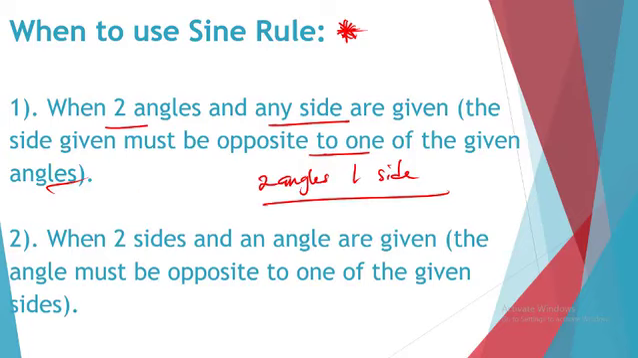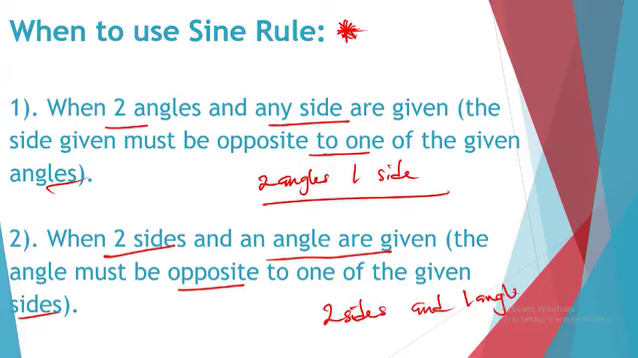Secondly, we use the sine rule when two sides and an angle are given. Two sides and then one angle, and the angle that is given must be opposite to one of the given sides. When this condition is met too, we can apply the sine rule. So we have two angles and one side, and then two sides and one angle. When these conditions are met, you can use the sine rule.